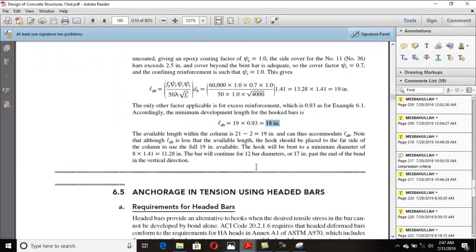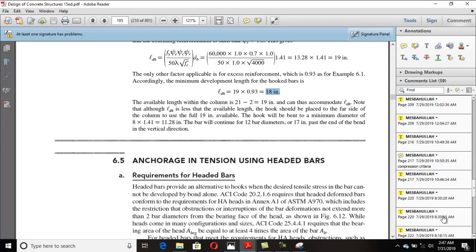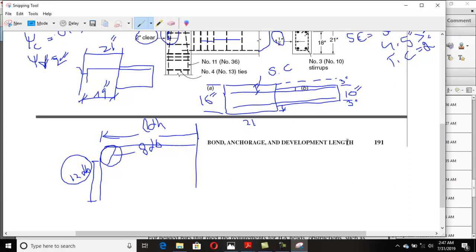So in this example, 8 multiplied by dB, where 1.41 is the diameter of a number 11 bar, gives you 11.28 inch as the diameter of the bend, and the bar will continue for 12 dB. Multiplying 12 by the diameter of 1.41 gives you 17 inches. So this length should be 17 inch, and the diameter which will provide this bend will be equal to 8 dB, and this length will be 18 inch.